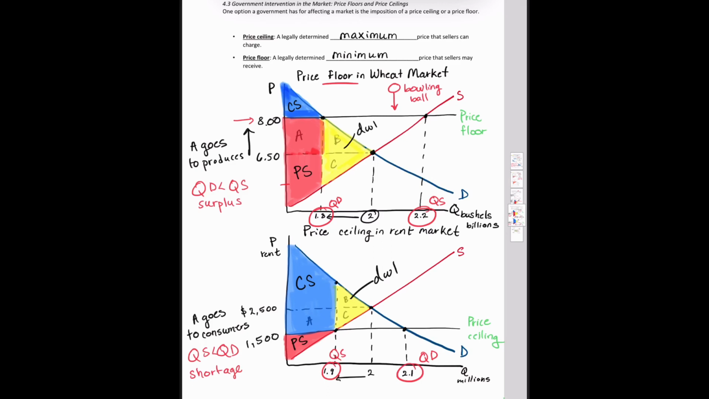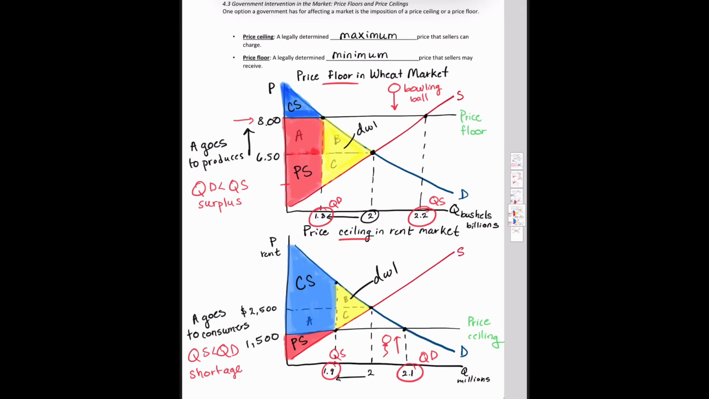With price ceilings, I want you to think about a balloon floating up. We want an effective price ceiling from the government standpoint to be below market equilibrium, because the price ceiling is a maximum price a seller can charge. If the balloon hits the ceiling before it hits equilibrium, the ceiling is effective. If this ceiling is set above market equilibrium, it's not going to be effective. It'll go to the equilibrium price before it hits the ceiling.